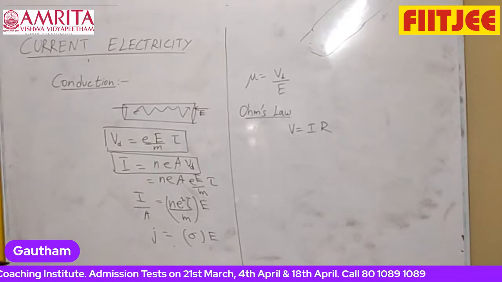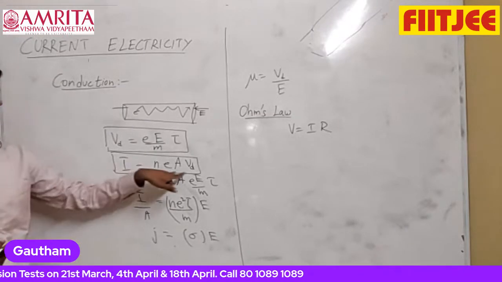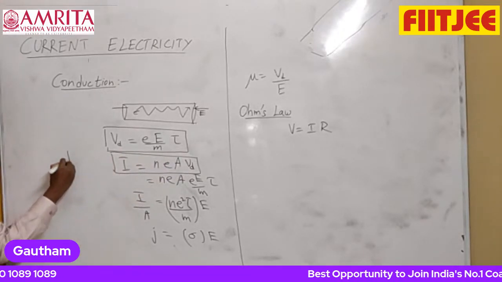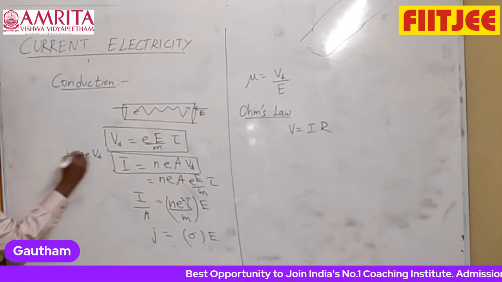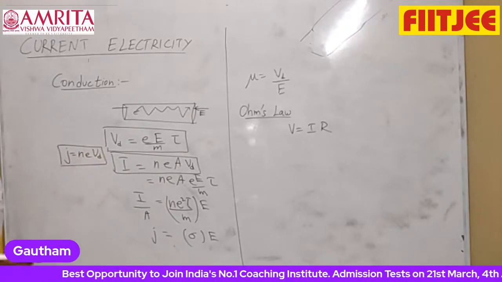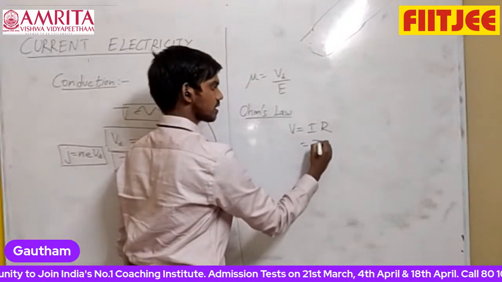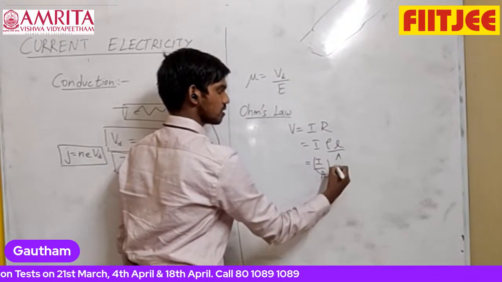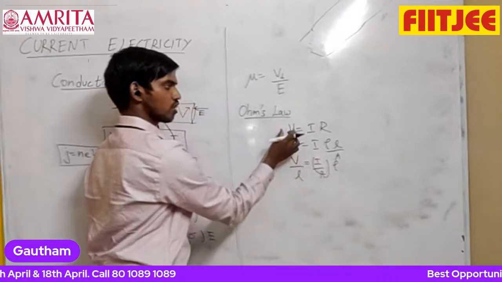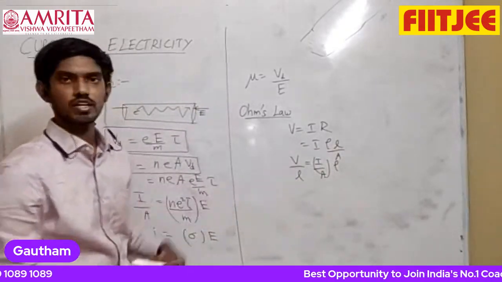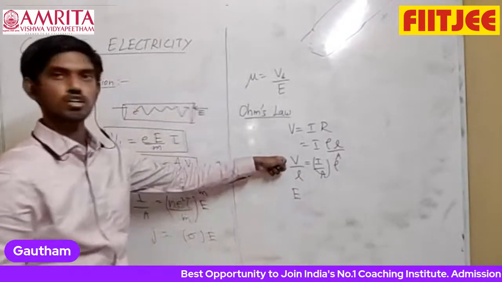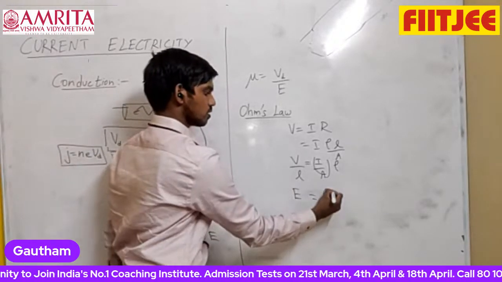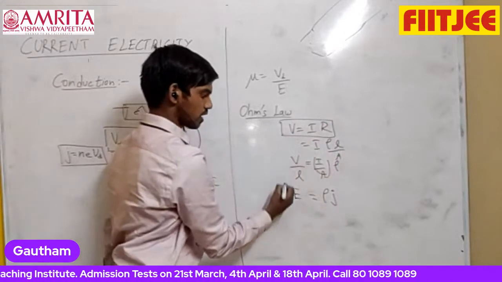So these are the set of formulas. Here also you can write J is equal to ne into vd, because I by A is current density. So another form of this is J is equal to ne into drift velocity, right? If you have V is equal to IR, in fact you can write resistivity is rho L by area, and then I by area is current density into rho, the potential drop across the conductor divided by length. V divided by length will be your electric field, the potential drop per unit length. So E is equal to rho into J. This is one form of Ohm's law, and this is another form of Ohm's law.